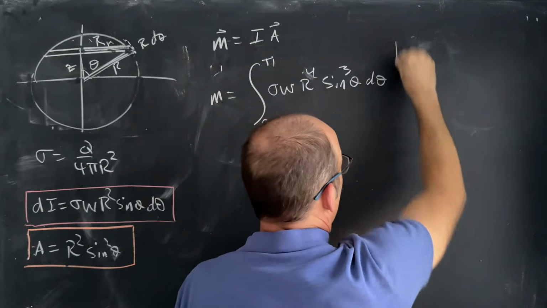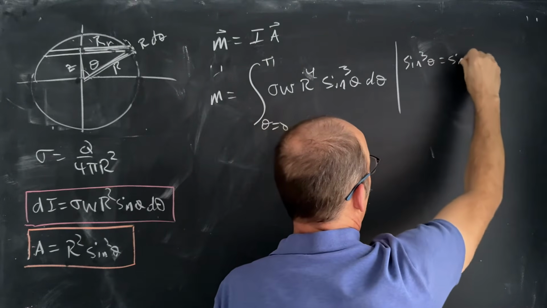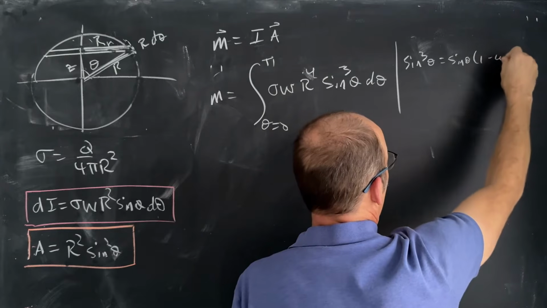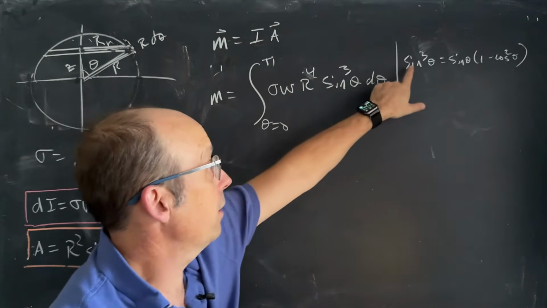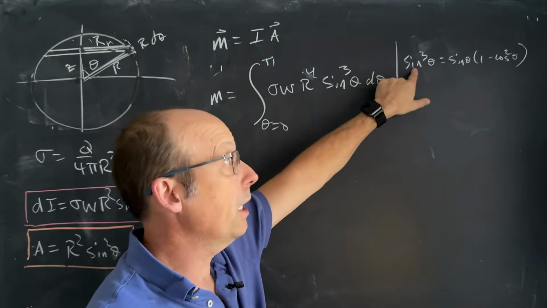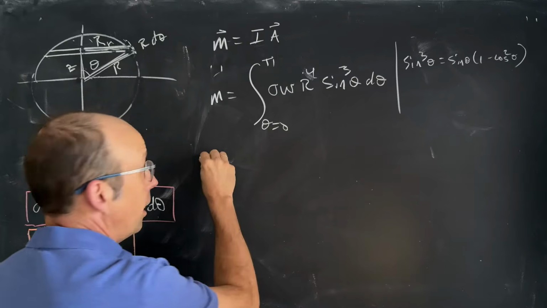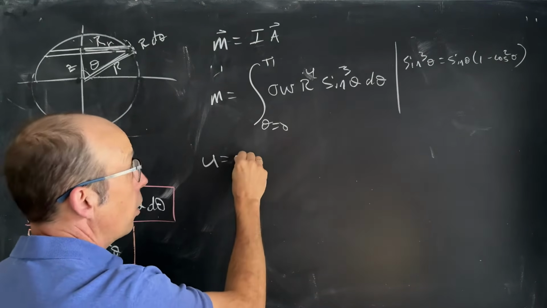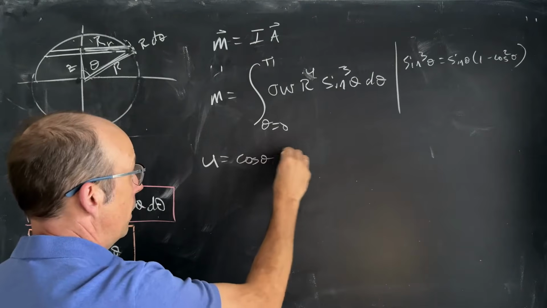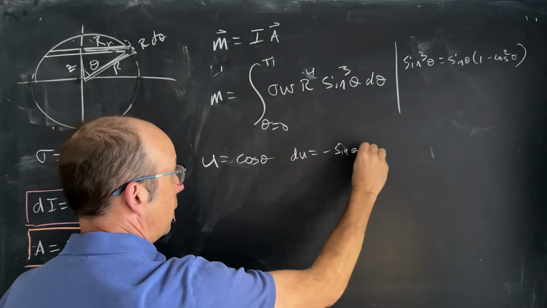Not going to run out of room this time. Sine cubed theta is sine theta times 1 minus cosine squared theta. So I can write this as sine times sine squared, and sine squared is 1 minus cosine squared. Then I can make a u substitution. u equals cosine theta, so du is negative sine theta d theta.